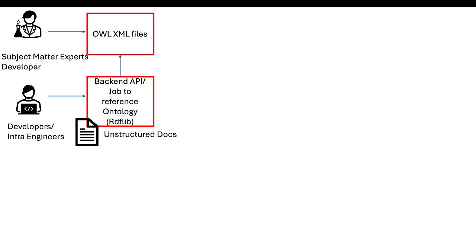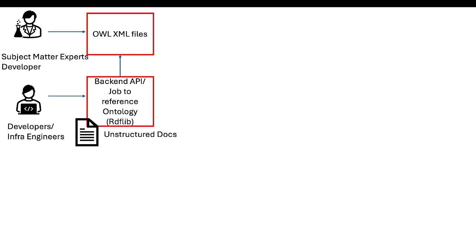Remember, the goal in this is to create a very precise knowledge graph, not a knowledge graph that has been created without any rules. So the first thing that the developers and infrastructure engineers work together to do is create a backend API job that will reference the ontology. So developers are going to write the Python code, and infrastructure engineers are going to provide access to the repositories where the unstructured documents are so that the developers can access them.